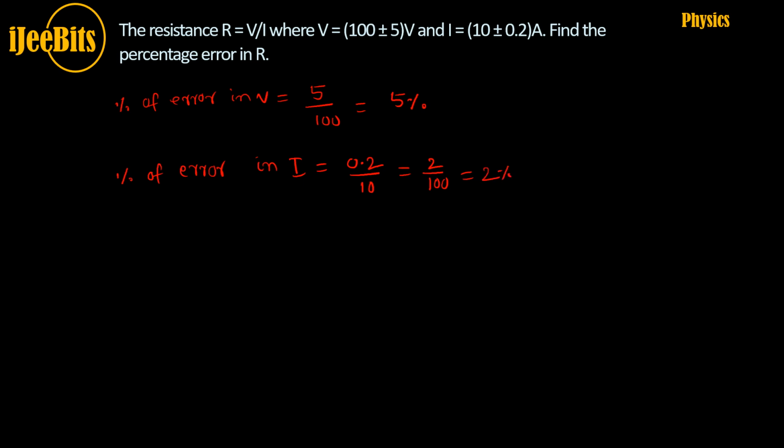So now the total error in R should be the sum of the two errors. So 5% plus 2%, which is nothing but 7% would be your answer. Right?